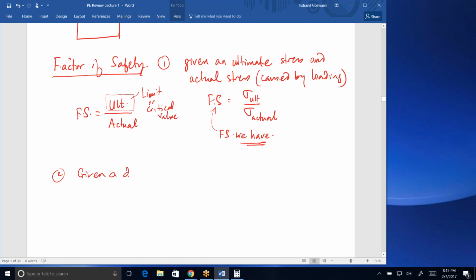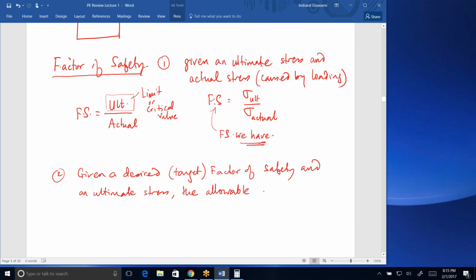However, if you have a given desired or target factor of safety, and an ultimate stress, because typically we know from material tests or whatever it might be what the limit value is, the allowable stress is less than or equal to ultimate divided by factor of safety. This is important, because setting it equal may not allow you to move to the, remember that most nearly thing. You will never hit the number in the answer choice dead on, right?